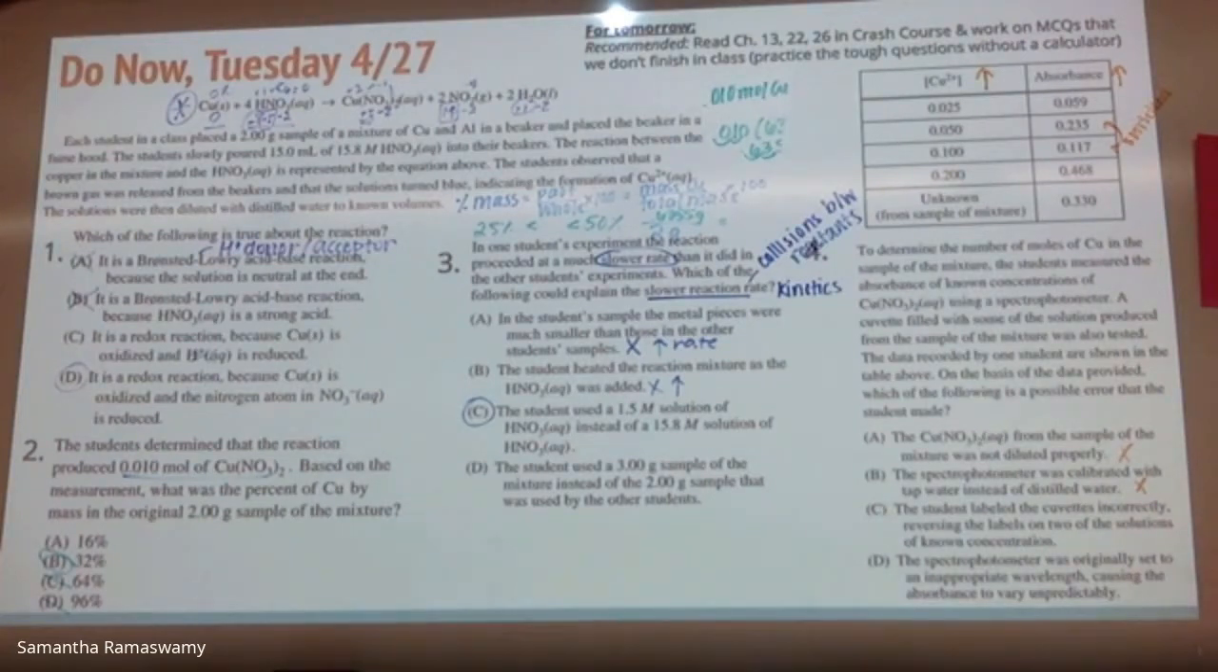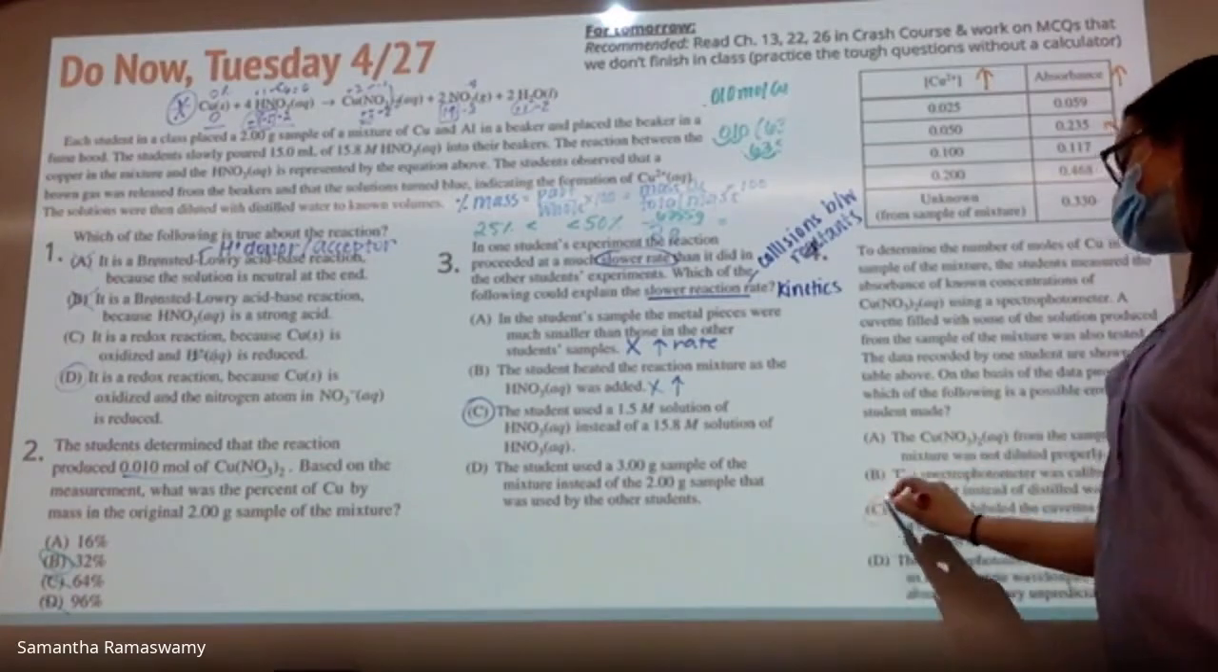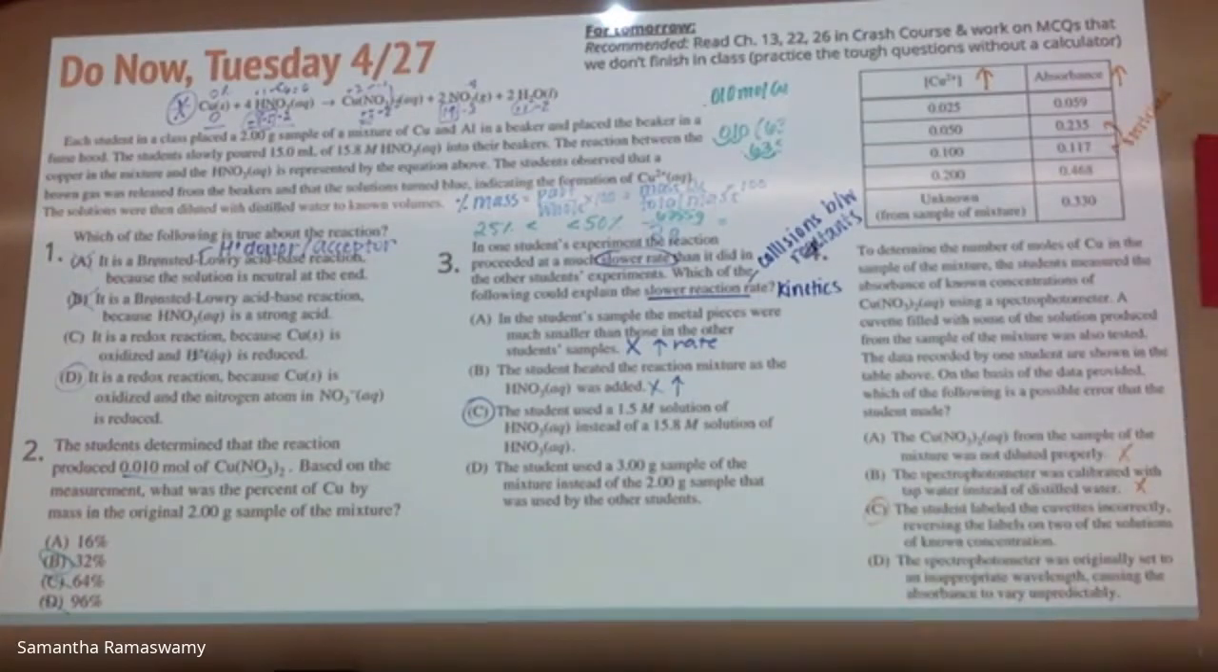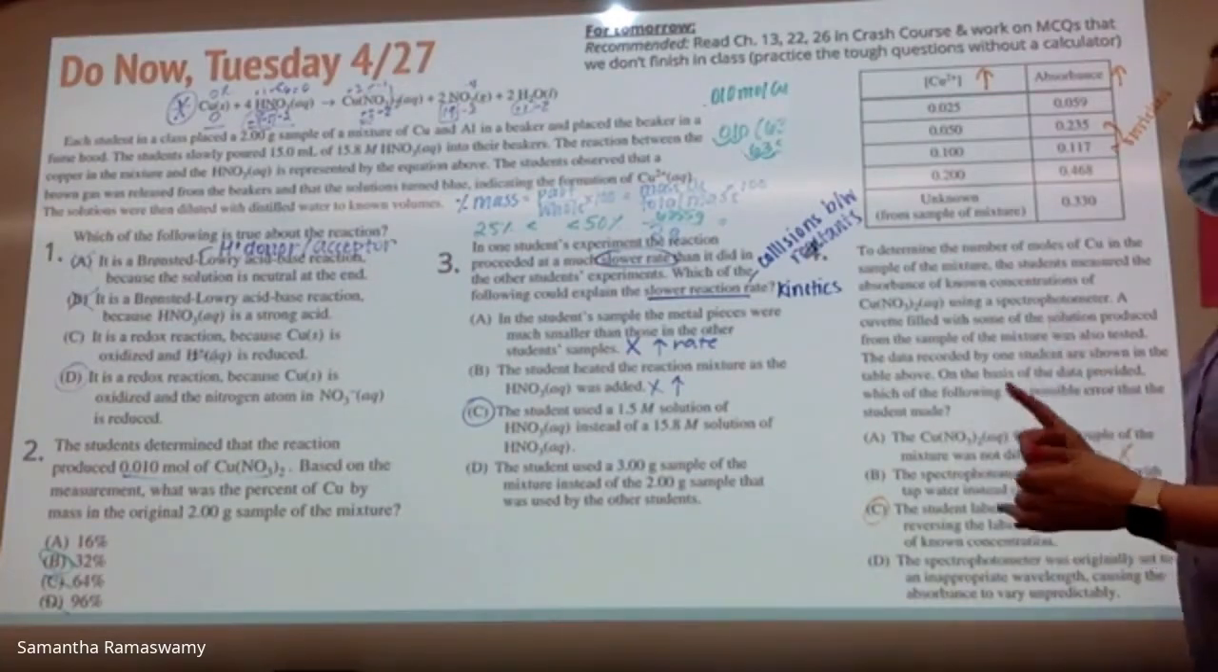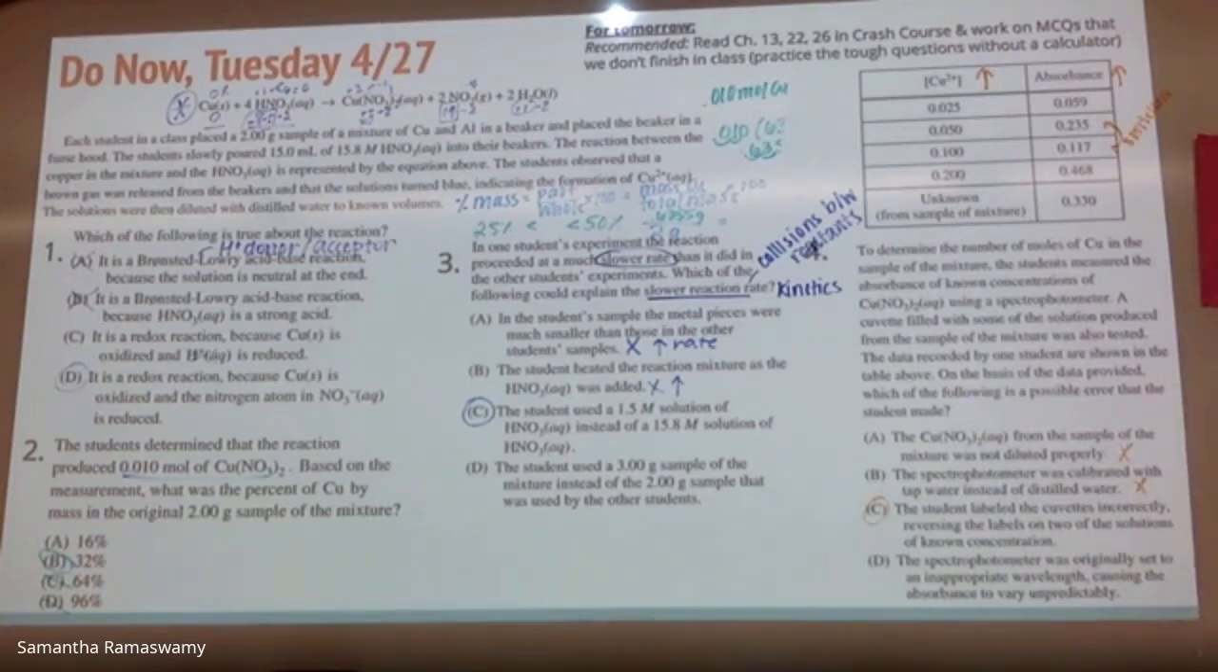C says the student labeled the cuvettes incorrectly, reversing the labels on 2 of the solutions. Well, if a student switched the labels, would that fit this mistake in the table? Yeah. So C is actually our answer for 4. An inappropriate wavelength would change all of the absorbance values, not just 2 of them. So for this, 1 is D, 2 is B, 3 is C, 4 is C. So this tied in reactions, stoich, kinetics, and Beer's Law, which is actually from Unit 3.